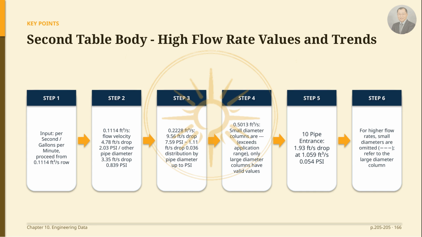Notably, as the flow rate increases, dashes appear in the smaller diameter columns, indicating that they are outside the applicable range. For example, in the 0.5013 cubic feet per second row, the small diameter columns are empty with dashes, and you only read valid values from the large diameter columns. Also, the 10 inches pipe appears in this section. At 1.059 cubic feet per second, the velocity is 1.93 feet per second and the pressure drop is 0.054 psi. In summary, as the flow rate increases, small diameter pipes become unusable, so you naturally move to the large diameter columns to read the data.